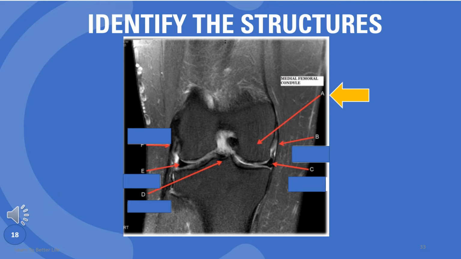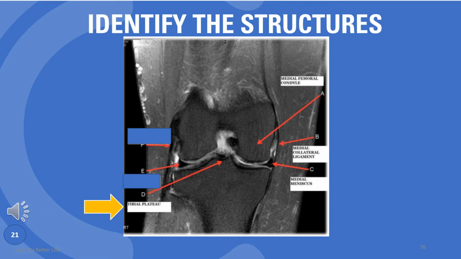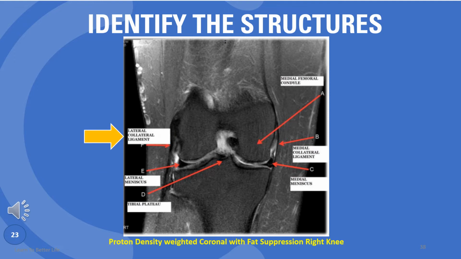Now, let's learn the anatomy of the knee. A is the medial femoral condyle. B is the medial collateral ligament. C is the medial meniscus. D, tibial plateau. E is the lateral meniscus. And F is the lateral collateral ligament.